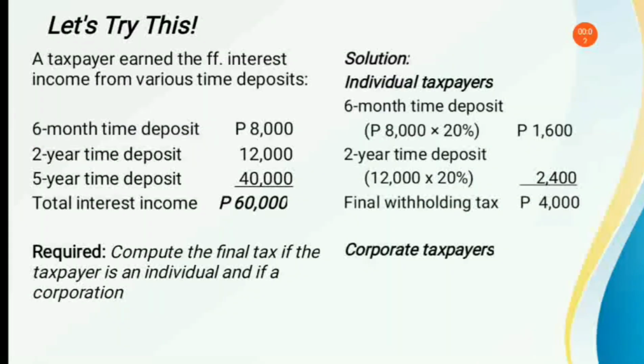So, dito sa problem, kunin na lang natin agad yung total interest income, which is 60,000. Tapos, multiply natin sa final tax rate na 20%. So, 60,000 times 20%. So, the final tax for corporate taxpayers is 12,000 pesos. Again, for recipient corporations, walang rule of maturity, either short-term or long-term yung deposit that is subject to 20% final tax. Let us now move on to the second illustration.